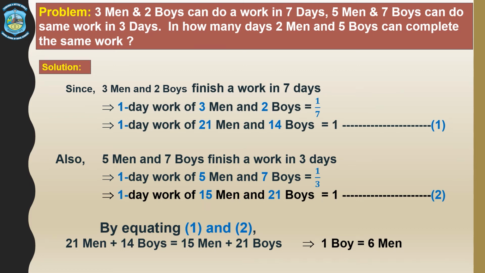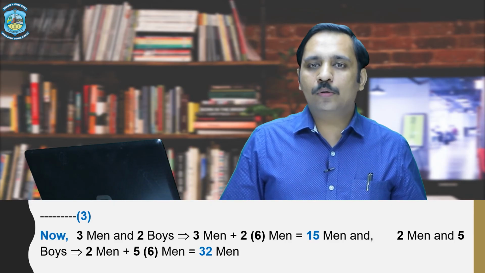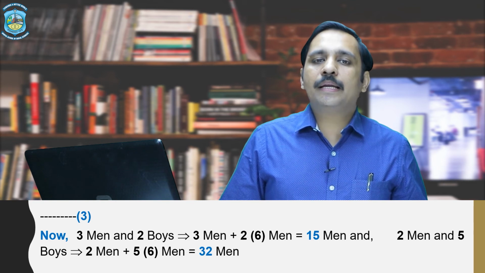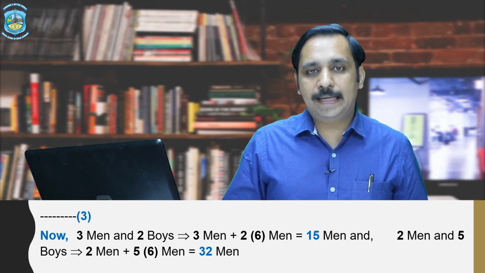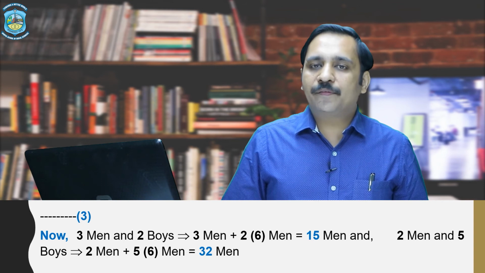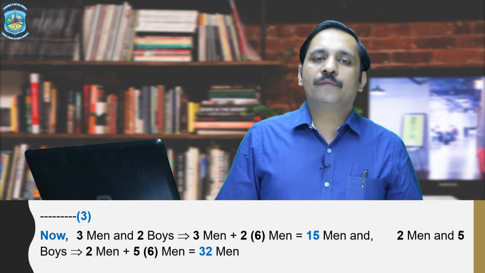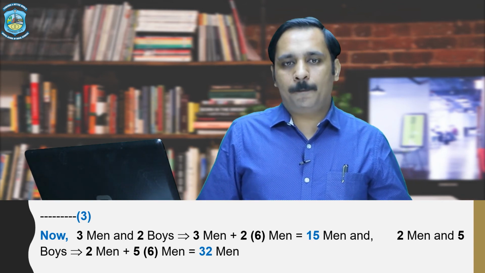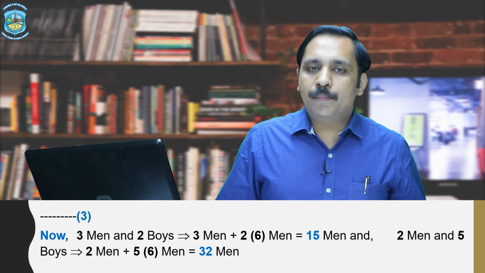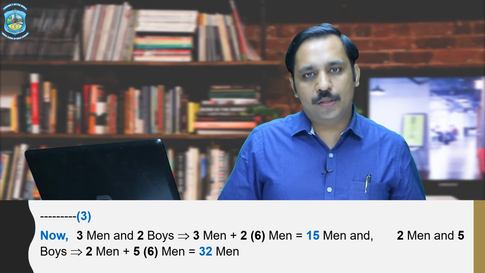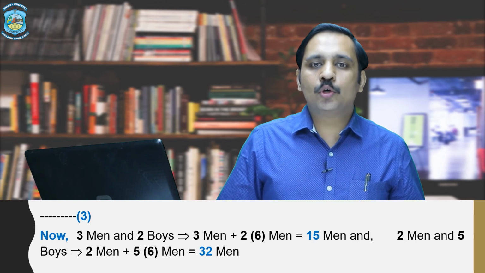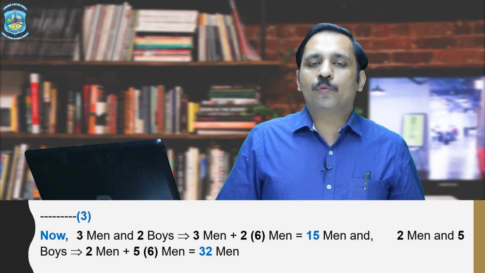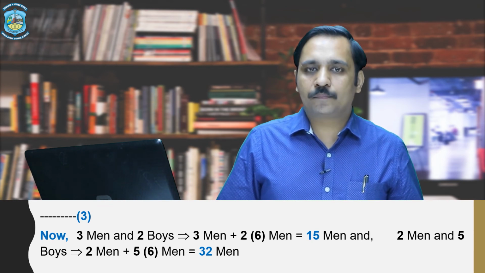Let us mark this as equation number 3. Now we are left with 3 men and 2 boys, or we can take 5 men and 7 boys. Let us take the first case. We have 3 men and 2 boys. So we can write it as 3 men and 2 boys is equal to 3 men plus 2 into 6, since 1 boy is equal to 6 men. So my answer is 15 men.